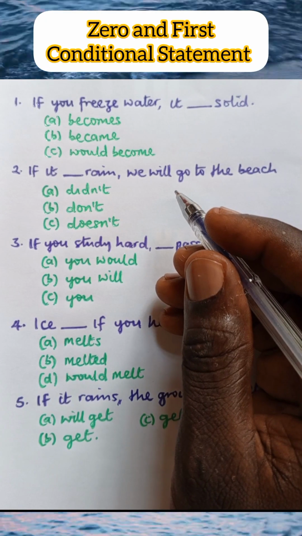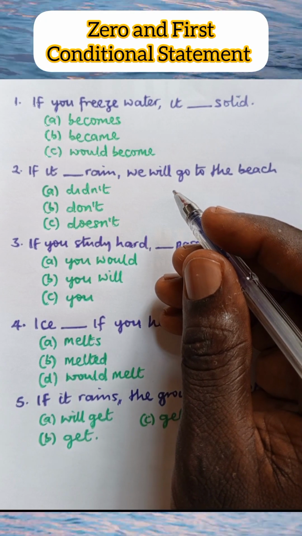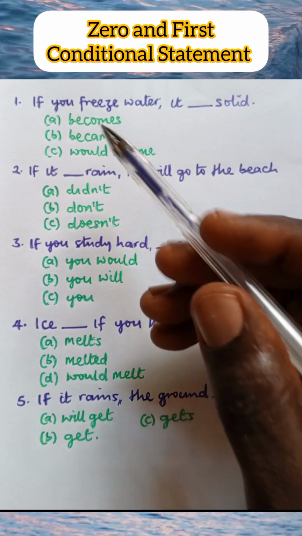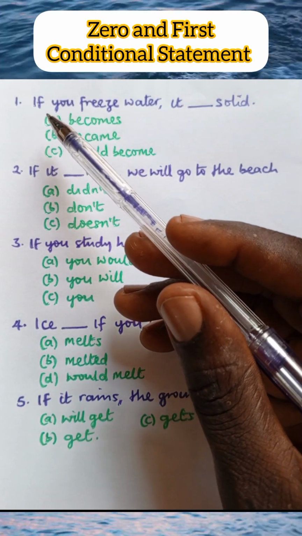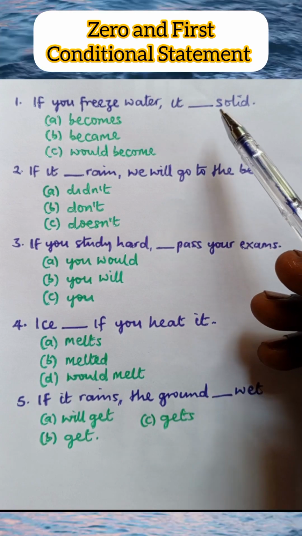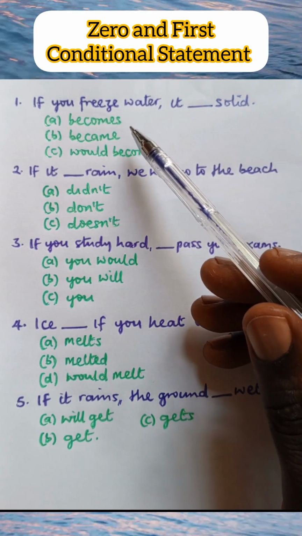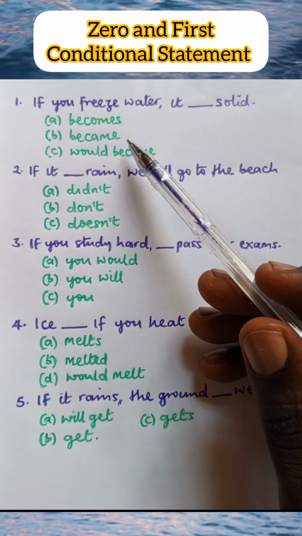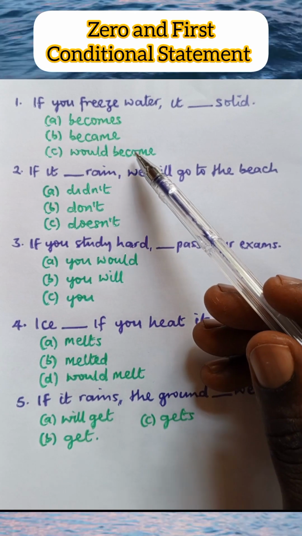We have some questions here on conditional statements. Question number 1. If you freeze water, it's blank solid. A. It becomes solid. B. It became solid. C. It would become solid.